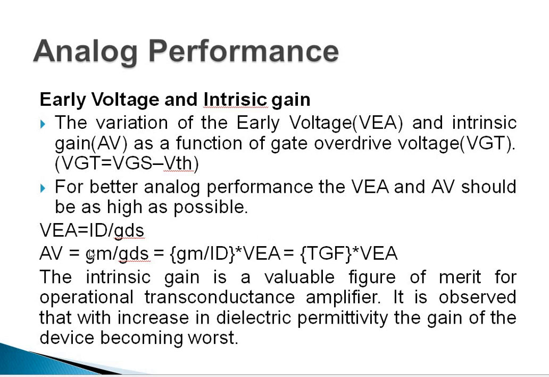Next is the intrinsic gain. Intrinsic gain is dependent upon the GM and GDS. We have already found out transconductance and output conductance. By dividing these values one by one, or you can multiply the transconductance efficiency to the early voltage to find out the value of intrinsic gain AV.